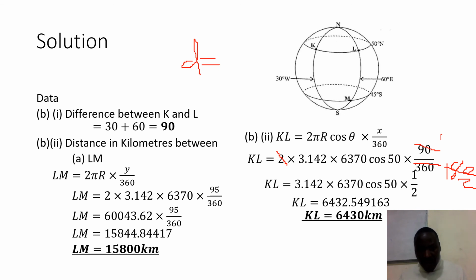When we use our calculator, this will give us a result of 6,432.549162, which when we round off will be equal to 6,430 kilometers. I have rounded off to 3 significant figures because that's what is demanded according to the instructions, that if the answer is not exact, the value should be in 3 significant figures if it is not the angle.